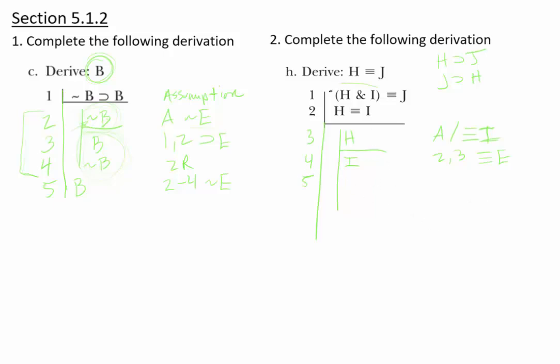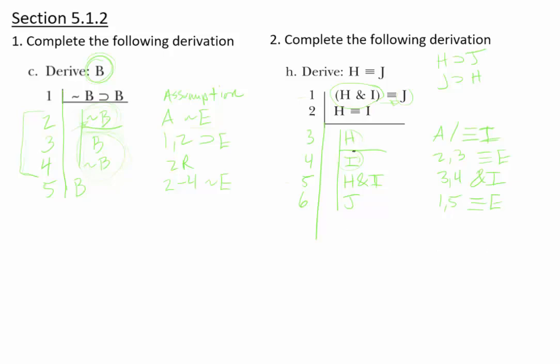We can now show this simply by conjoining those by anding them together. And so we have lines 3 and 4, conjunction introduction. Then we can cross the biconditional and get J. So by way of line 1 and 5, biconditional elimination, we get J.